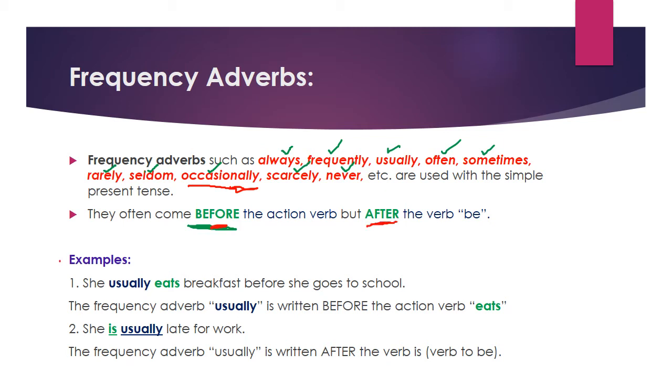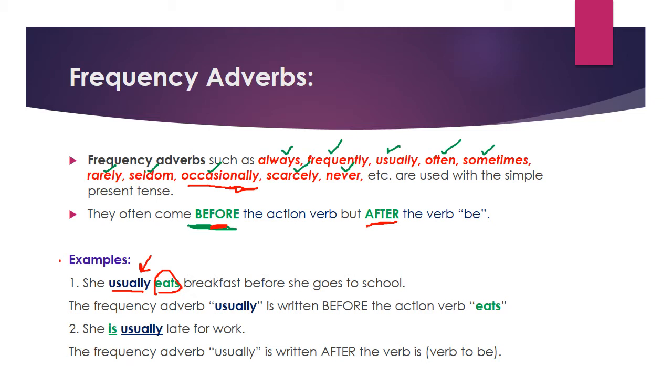Let me give you an example here. She usually eats. Where's my verb? Eats. Where is the frequency adverb? Here. Before the main verb. The frequency adverb usually is written before the action verb eats.